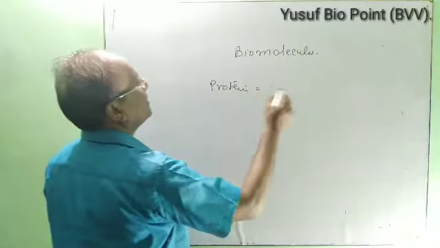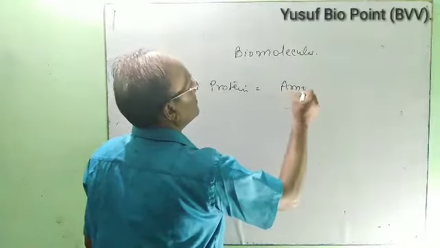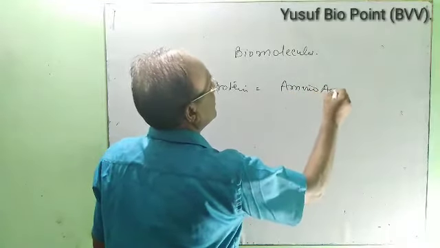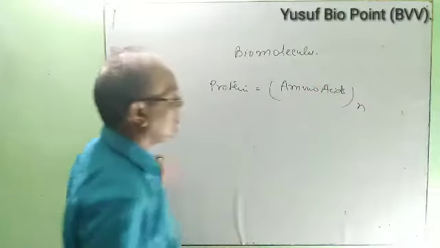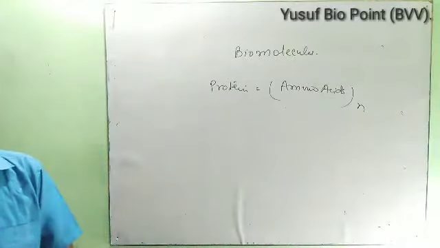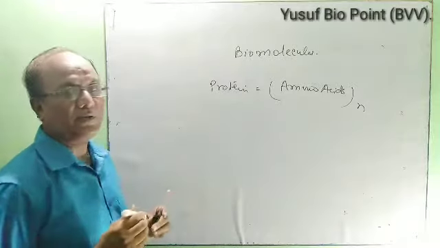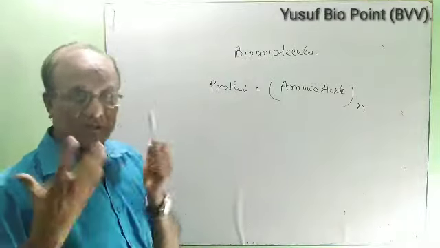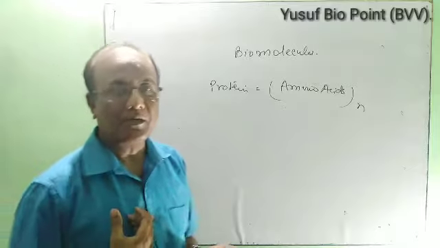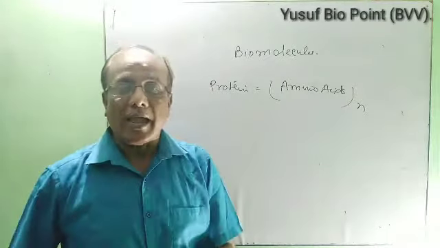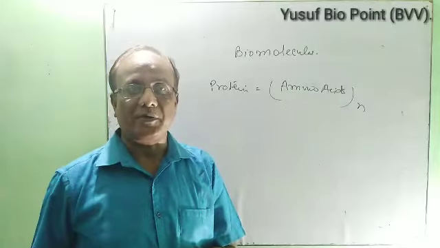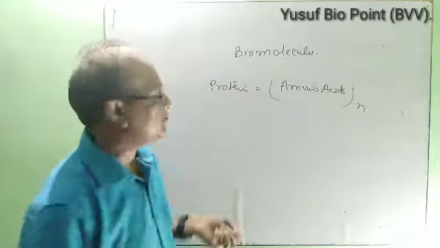So protein is the combination of many amino acids. Some amino acids are essential for our body, and we get them from protein. According to the essentiality of the amino acids, these are of two types.